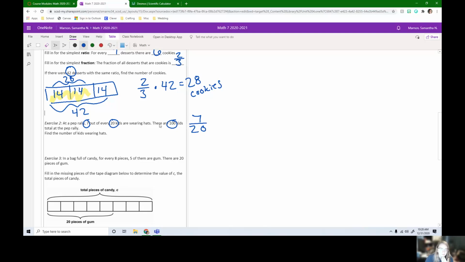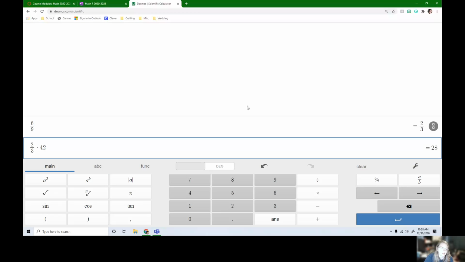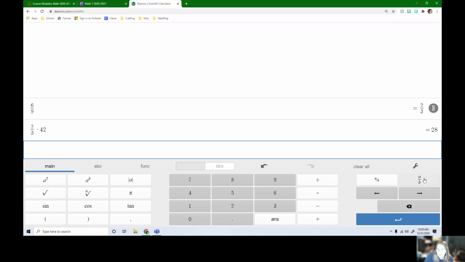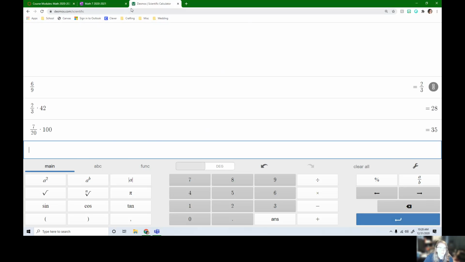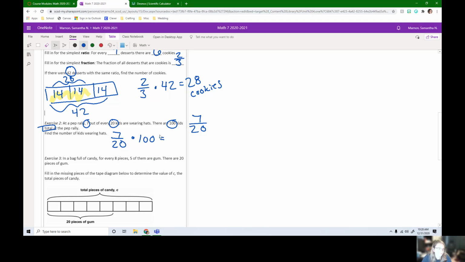So I want us to go back to this product way that we've been working on. So all we need to do is we need to do the fraction times the total. So we're going to do the fraction, which is 7/20. So 7 out of 20. 100 is the total. So we're going to multiply by 100. So 7/20 times 100. Let's practice typing that on this calculator. So type in the fraction 7/20 times 100, and we get 35. So 35 students are wearing hats.